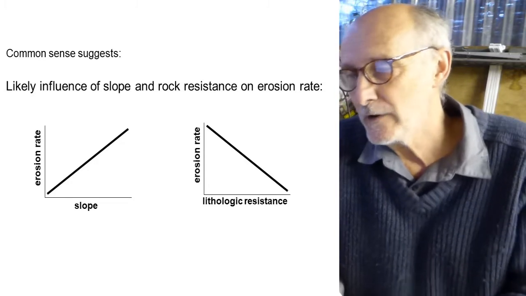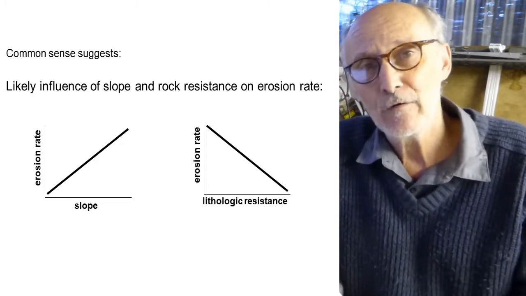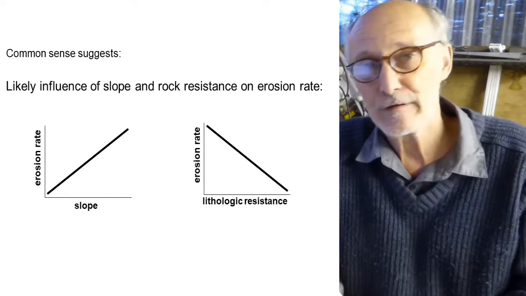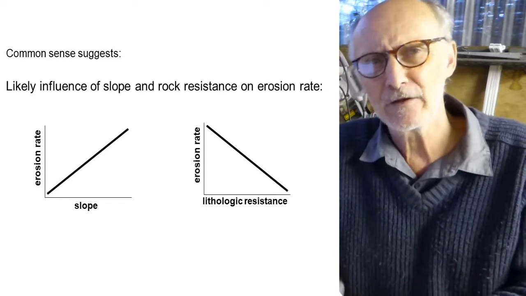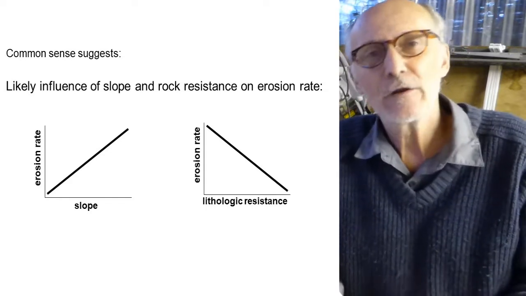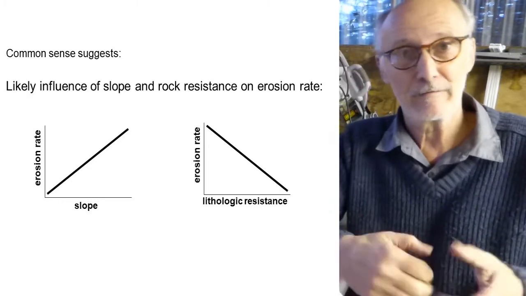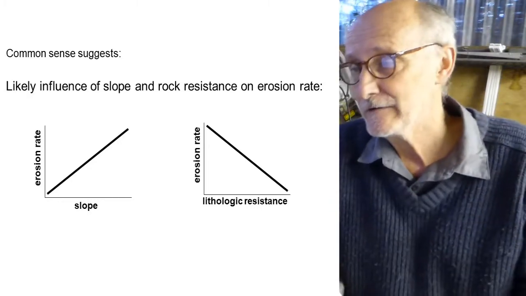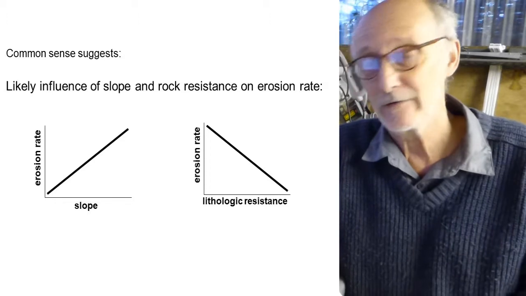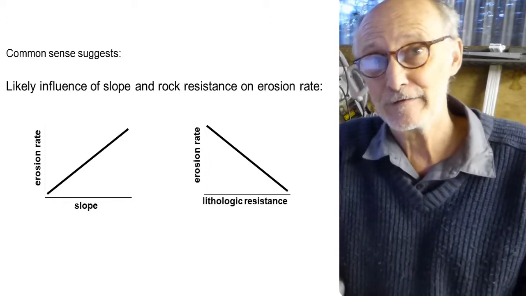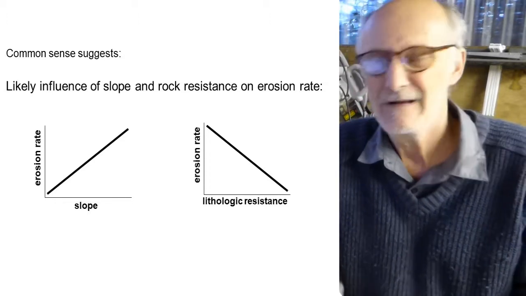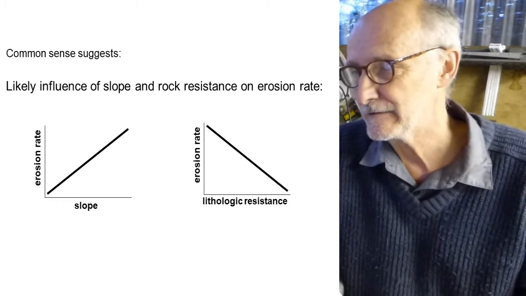Well, here we're looking at what you'd expect to happen on rocks of different lithological resistance, or surfaces with different lithological resistance. What's that? Lithological just means to do with rocks. Resistance is, well, how easy is it to erode? So basically, if you're on a very hard rock, you'll have a high lithological resistance. If you're on a very soft rock, then you have low lithological resistance.